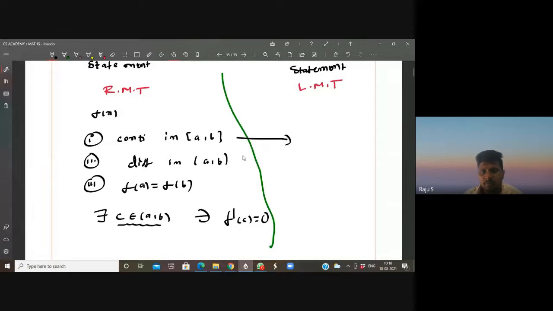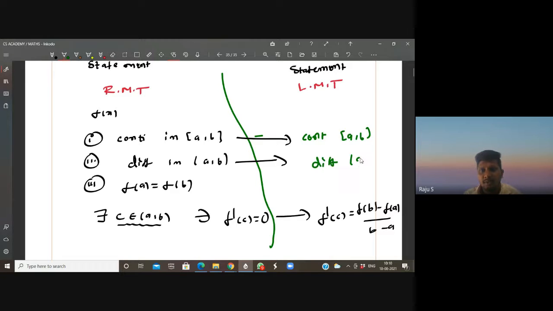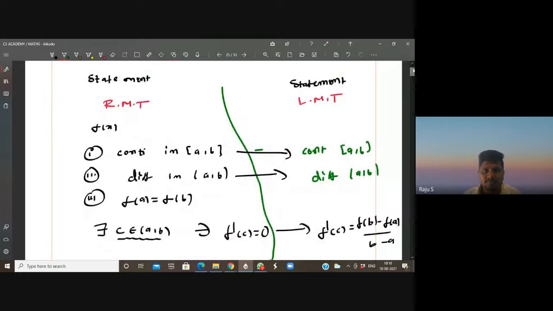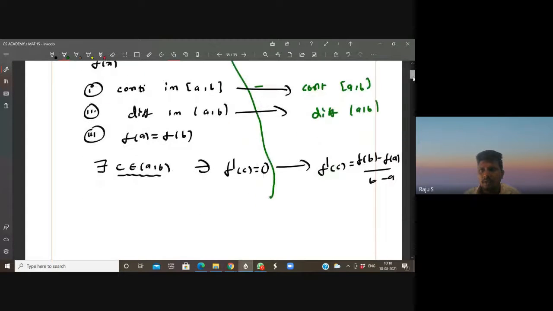So it is continuous, it is differentiable, and same, there exists a point c belonging to open interval a comma b, but the only thing is the condition is changed: f of b minus f of a by b minus a. This is the Lagrange's mean value theorem. So what about here? Continuous is same in closed interval a comma b, and differentiable is same in open interval a comma b. Okay, so f dash of c is equal to f of b minus f of a by b minus a.